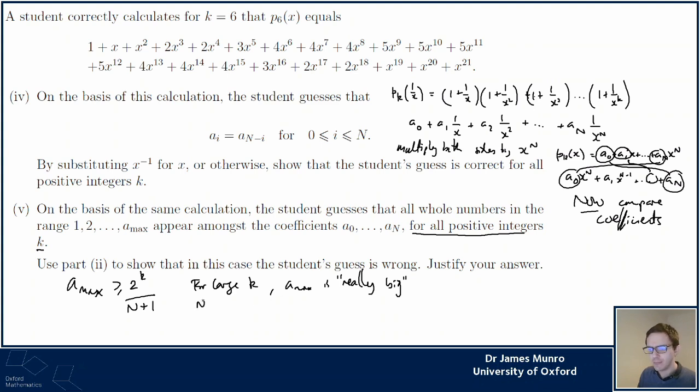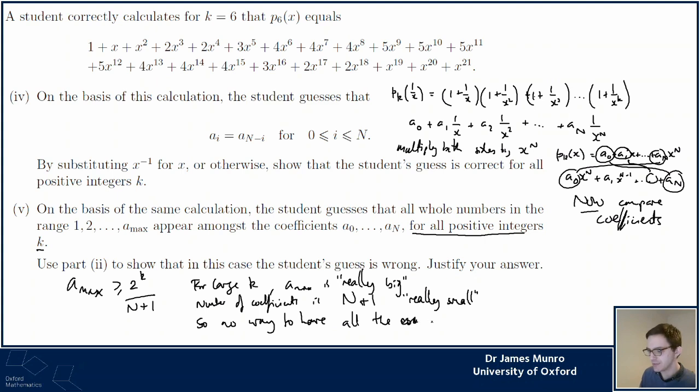I'm trying to prove the student wrong, so I'm trying to show that it's eventually impossible to have all of the numbers. The number of coefficients is n plus 1, which I'm going to claim is really small. And I'm going to try and put maths into that to say that a max is really big and the number of coefficients is really small, so there's no way to have all of the numbers 1 up to a max in the coefficients. Too many numbers, not enough coefficients.